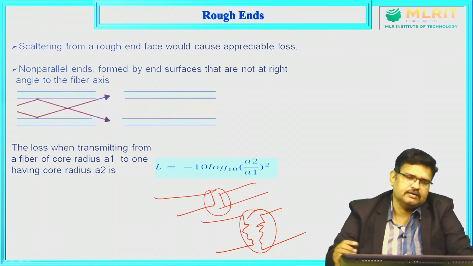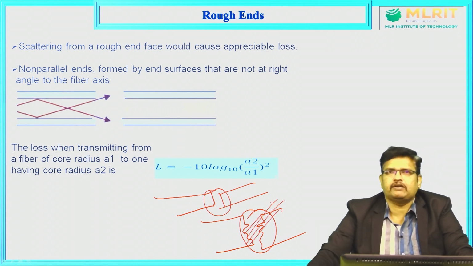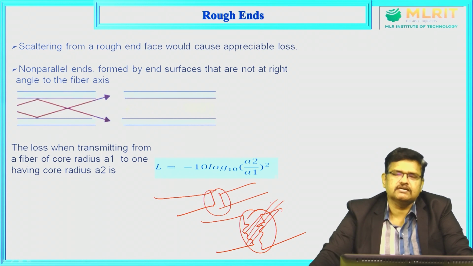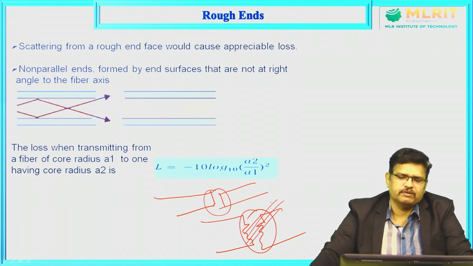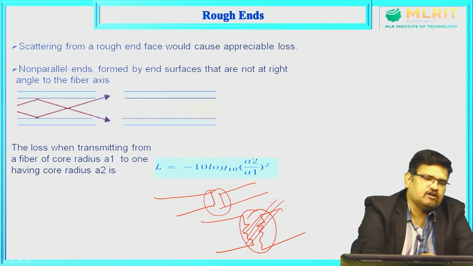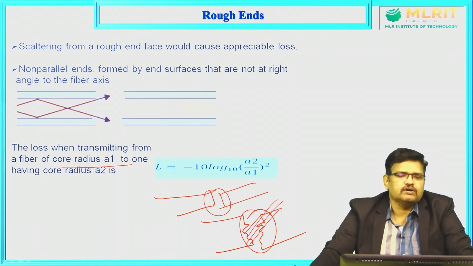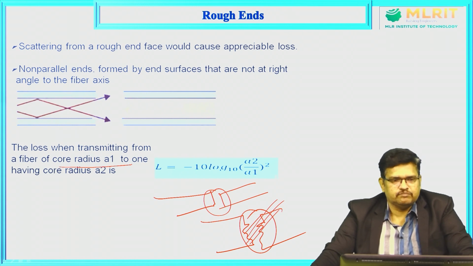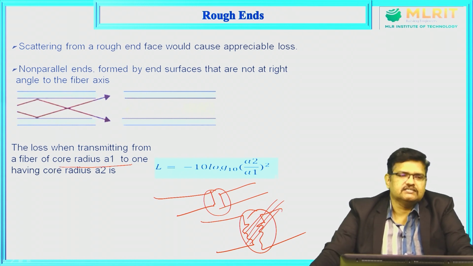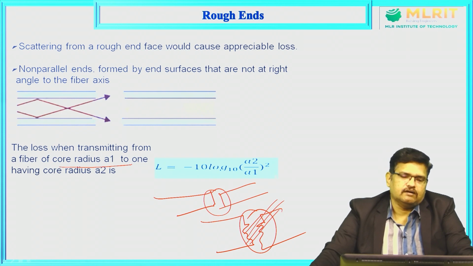So what will happen? In this gap, losses may occur and the power may be lost. The power may be lost in the sense that the amount of light in fiber 1 is not equal to the amount of light in fiber 2. See the loss when transmitting from a fiber core of radius A1 to a core of A2. So here we are experiencing more loss. We can call it scattering from the rough end face, which would cause more loss. This is one of the important things in optical fiber communication.